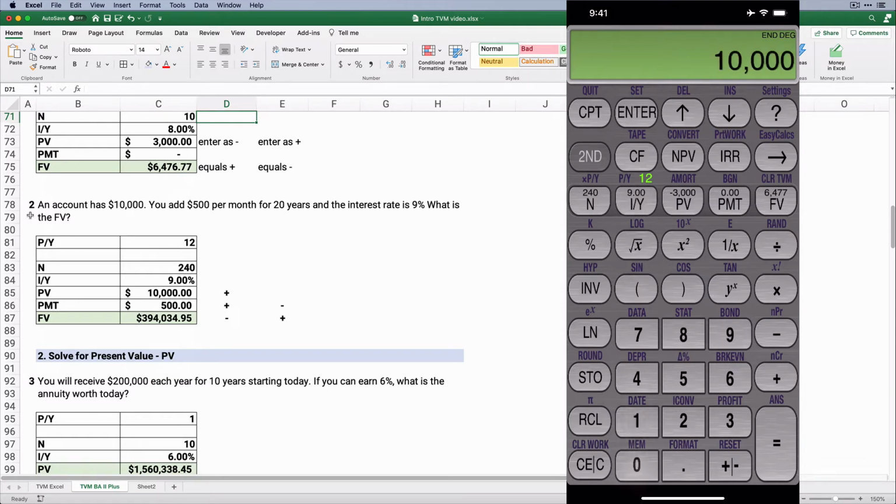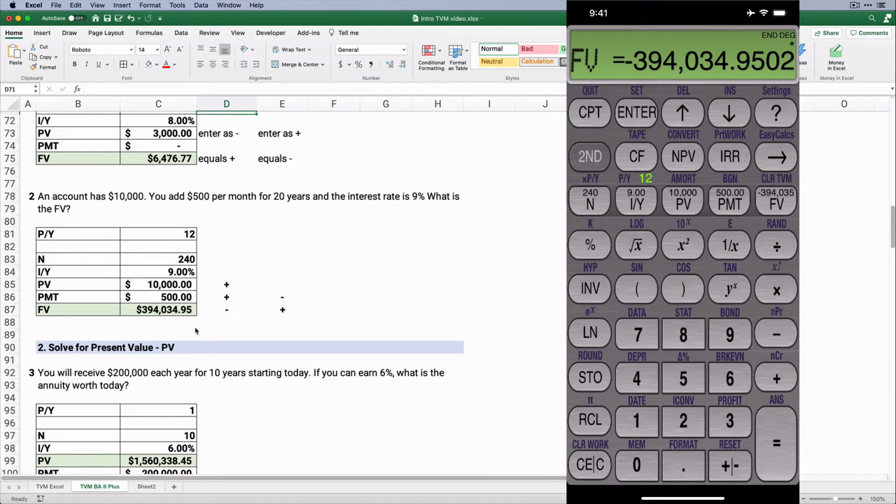I'm going to put in $10,000 as my present value. The account has $10,000. We're going to add $500 per month, so $500 is my payment. What is the future value? So compute future value. It is $394,034.95. That's negative because I entered my present value and payment as positive. So my future value then comes out negative. I can ignore that, and it's $394,000.